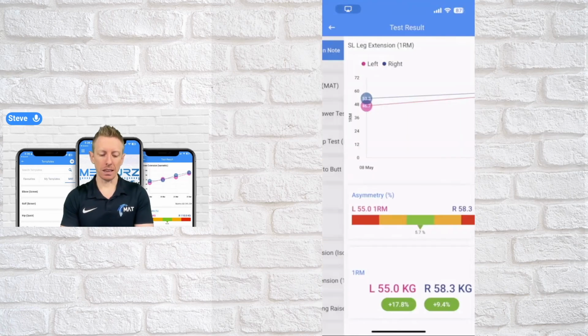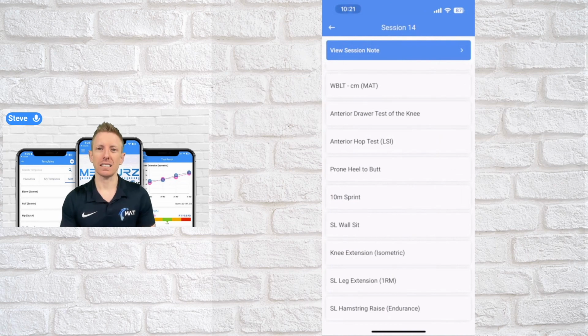So that's gone through all the different tests and the results screen. Hopefully that gives you a little bit better insight into it, and we'll go more specifically into these as we go through the different tests in the training portal.